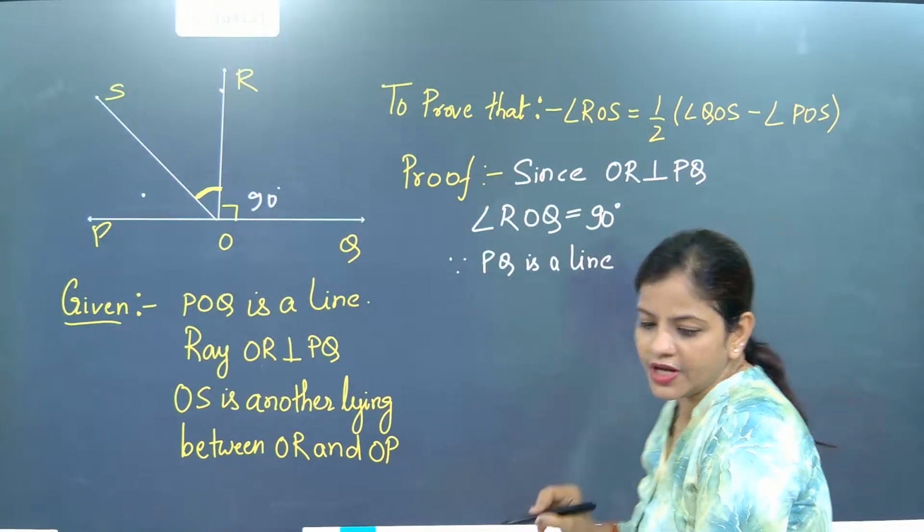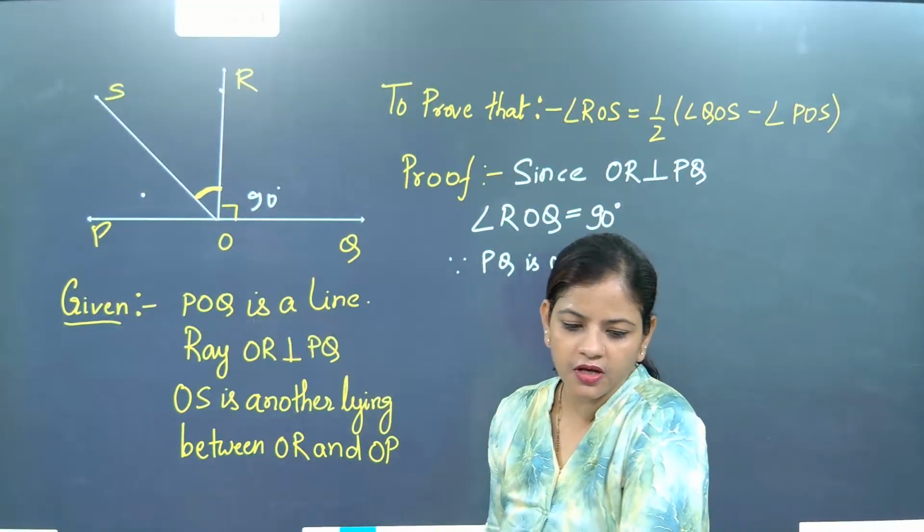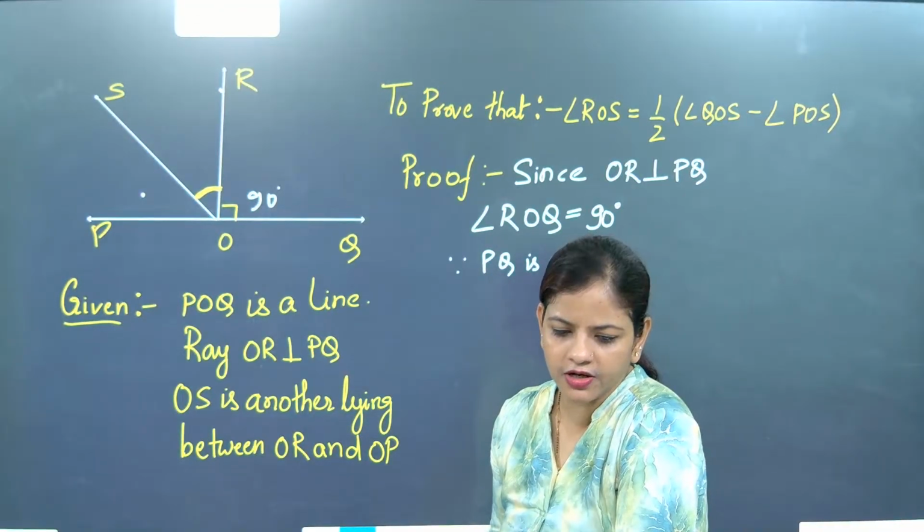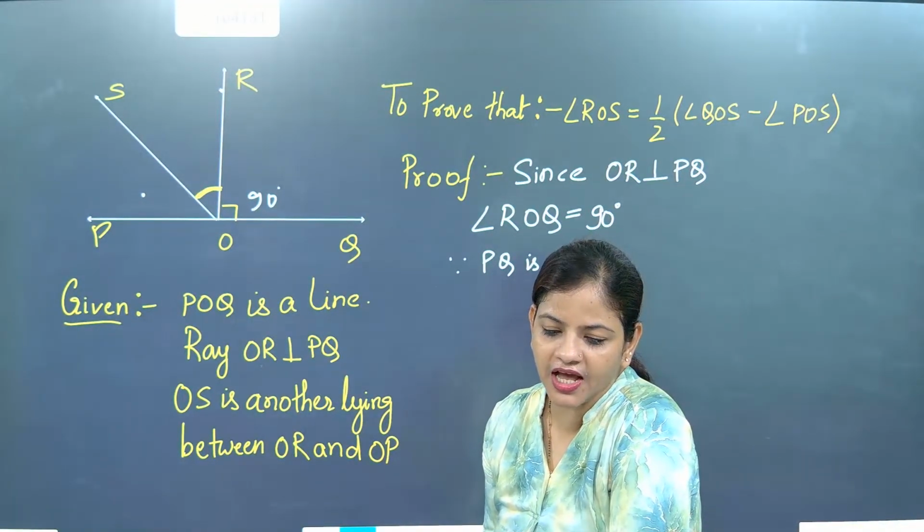Now what is PQ, beta? PQ is a line. Close the gate, beta. PQ is a line. Go down and close the gate.